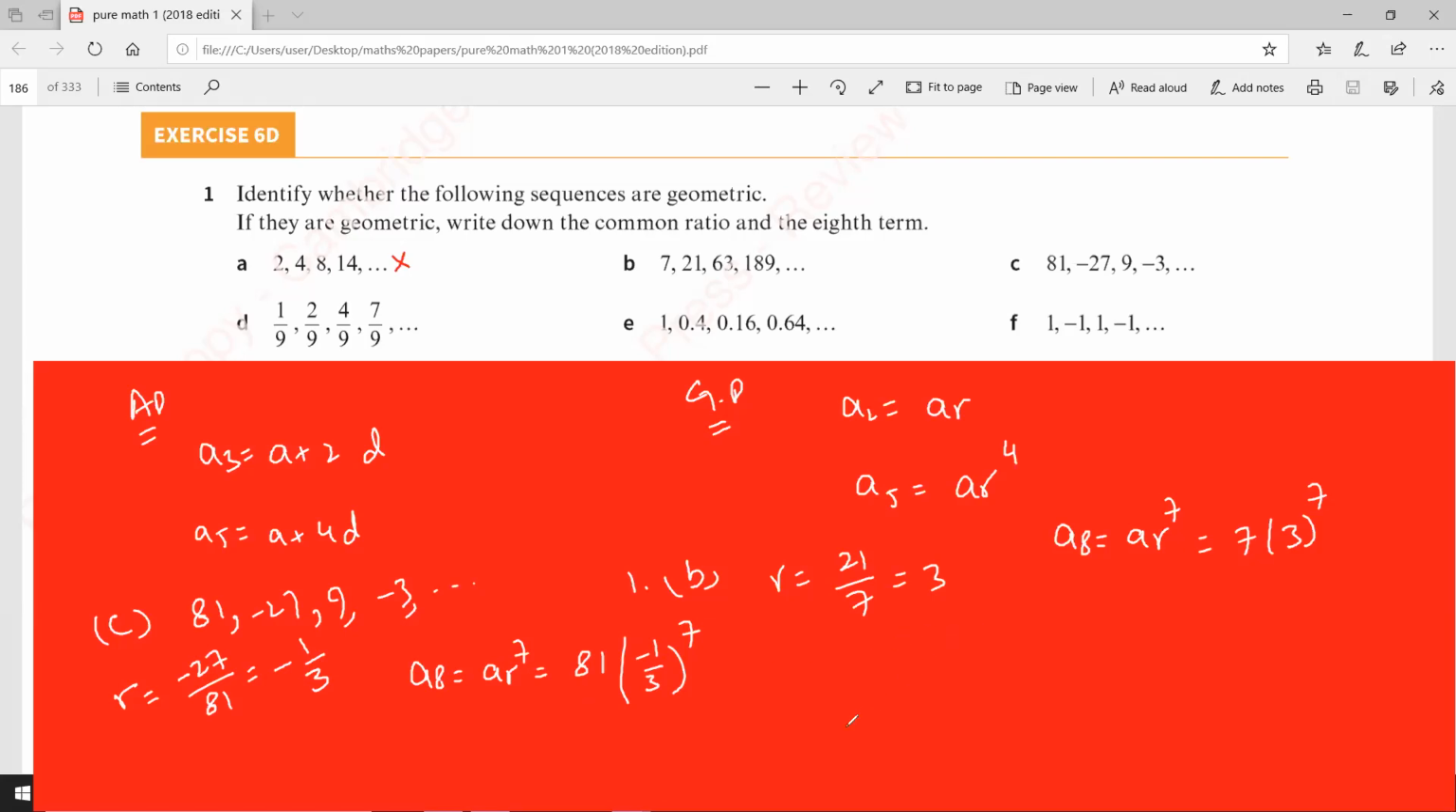And if you wanted me to solve this F part, this F part says you have 1, minus 1, 1, minus 1. Is it a GP?